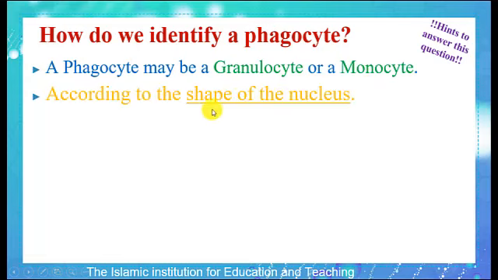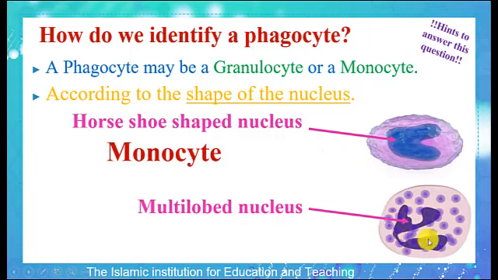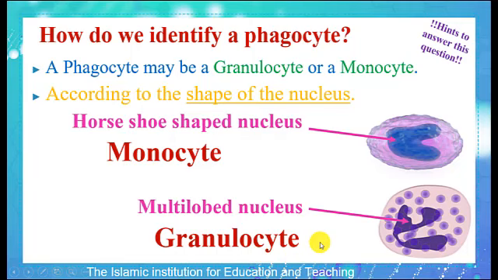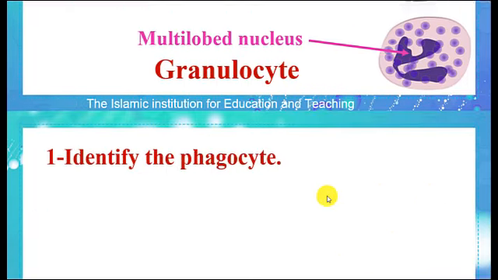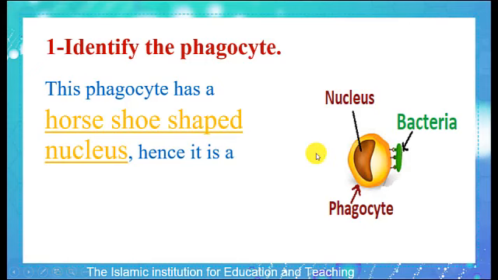Excellent, according to the shape of the nucleus. Here is a cell having a horseshoe-shaped nucleus, hence it's a monocyte. And here's a cell having a multi-lobed nucleus, hence it's a granulocyte. So let's now identify the phagocyte in this figure. Excellent, this phagocyte has a horseshoe-shaped nucleus, hence it's a monocyte.